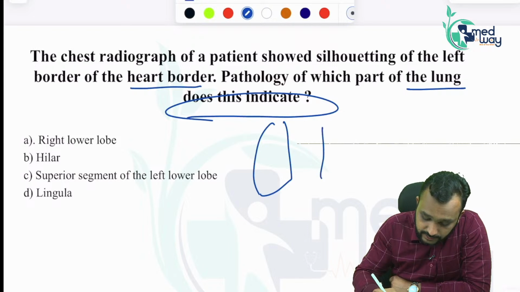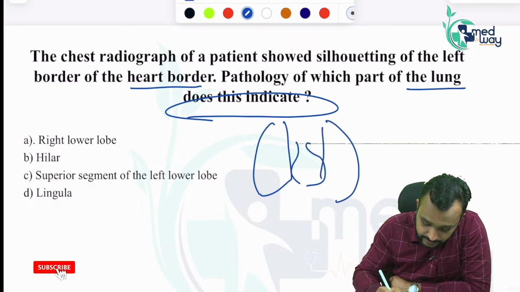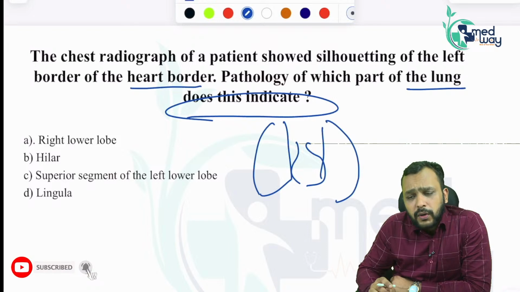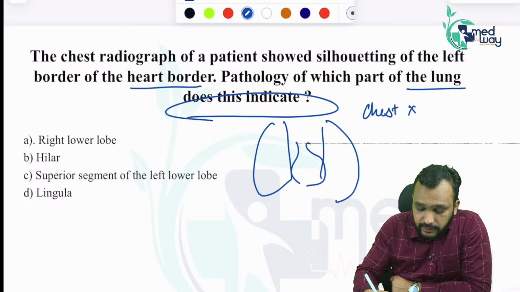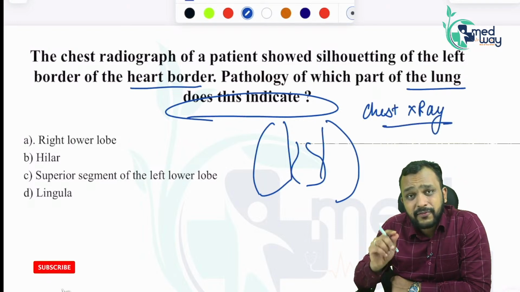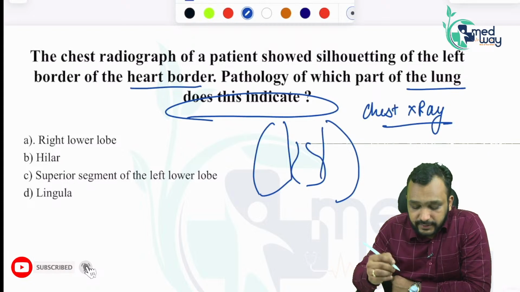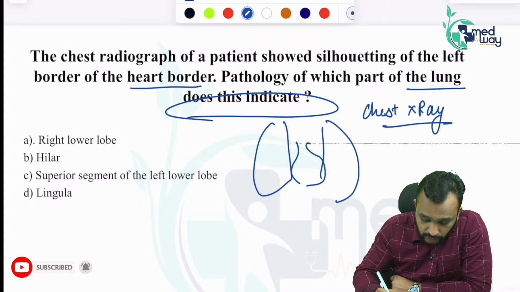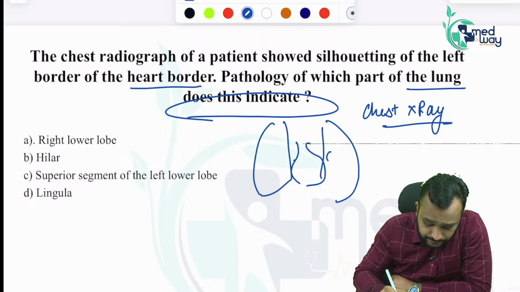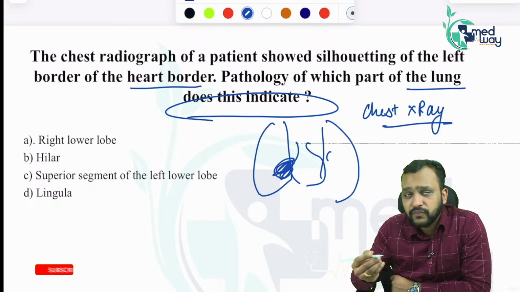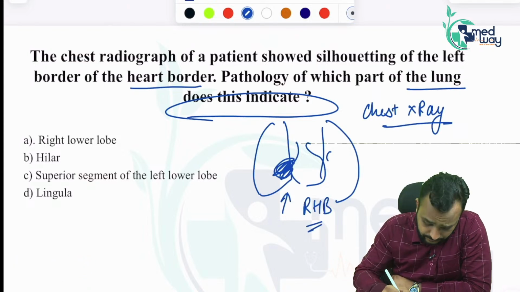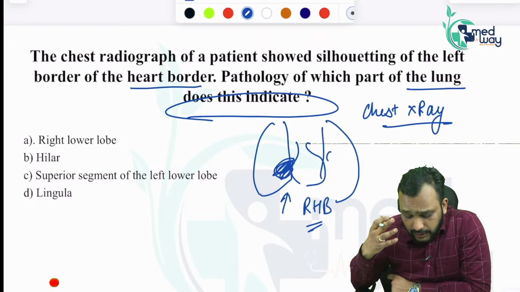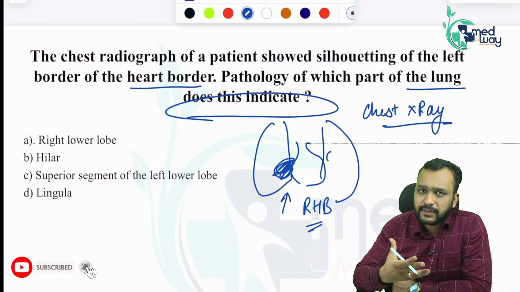If these are your two lungs and this is your heart, what does silhouette mean? On a chest X-ray, you will see that the heart has very sharp borders with the adjacent lung. So if there is a consolidation in the right middle lobe, for example, it will obscure your right heart border. This loss of borders of the heart is known as silhouetting.